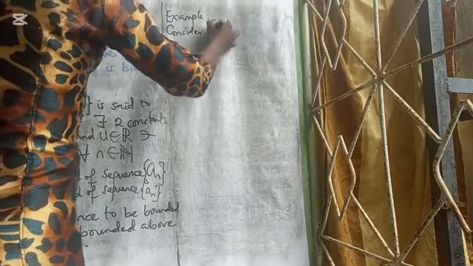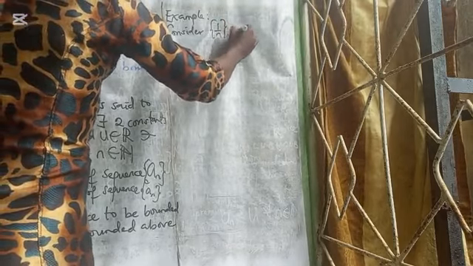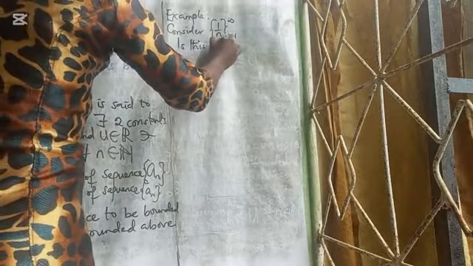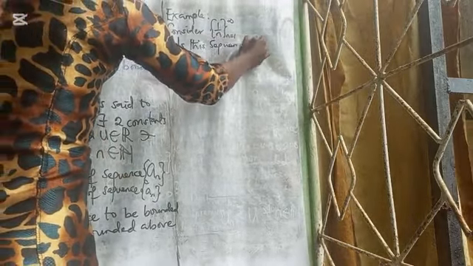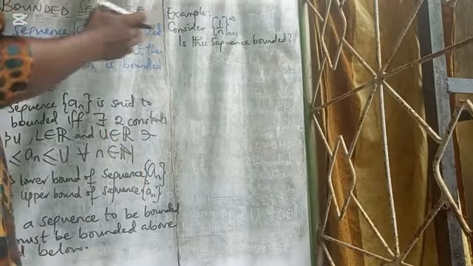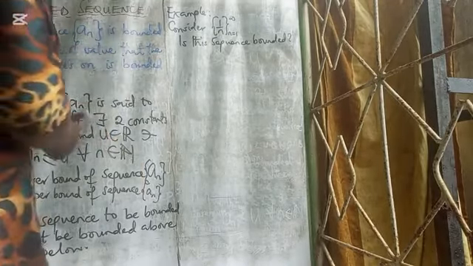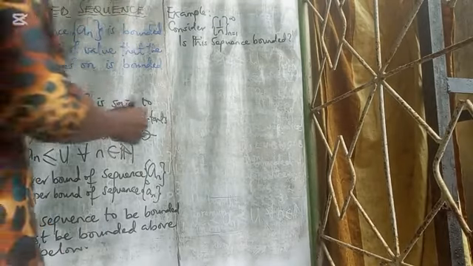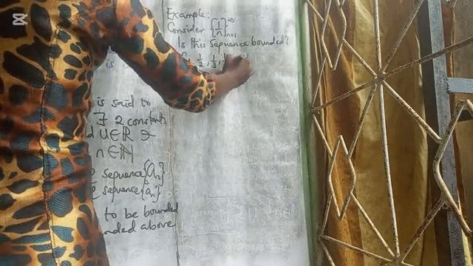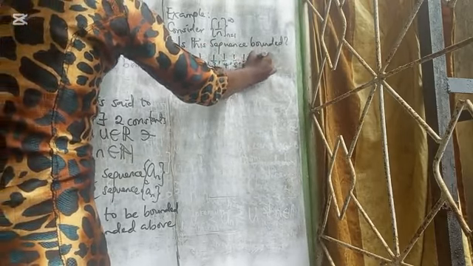For example, let's consider the sequence of the reciprocal of numbers as n moves from 1 to infinity. We want to see whether this sequence is bounded or not. Before we can determine that, let's bring out the terms of the sequence. Our first term will be 1. The next one, 1 over 2, 1 over 3, 1 over 4, 1 over 5, 1 over 6, and like that.